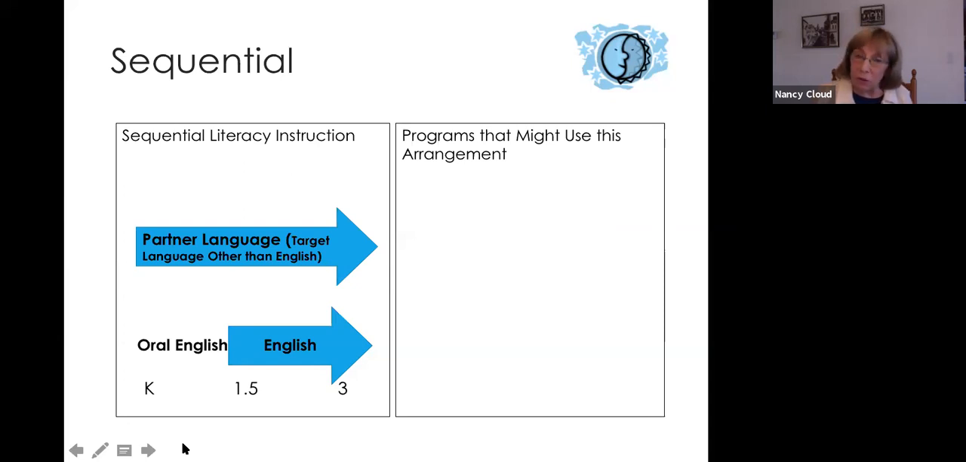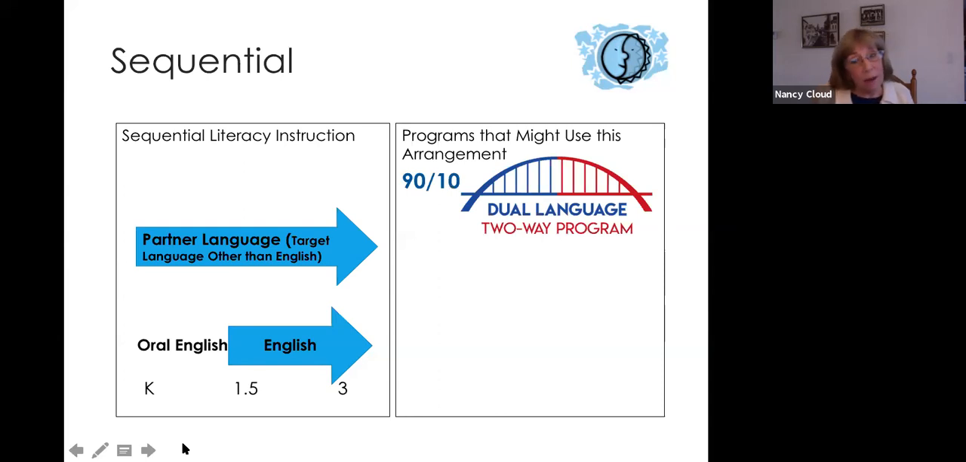And who might use this arrangement? Well, the 90-10 might use this arrangement because we said they're going to start mostly in the partner language. And this is for both groups of kids, whether you speak English or whether you speak Spanish, let's say, everybody's going to start to learn to read in Spanish. And it's an advantage, by the way, because Spanish is perfectly regular, whereas we know English is not.